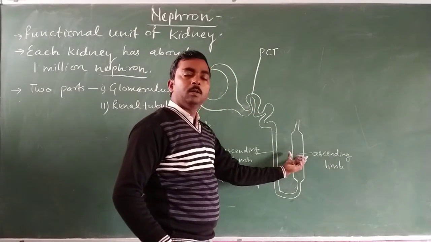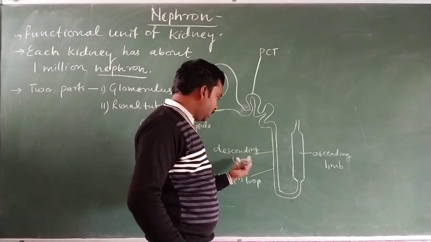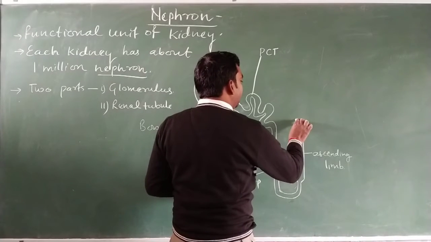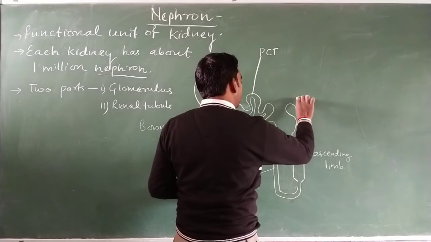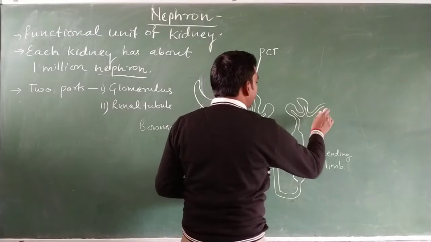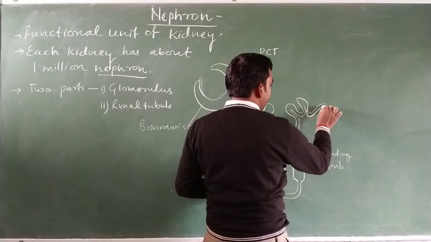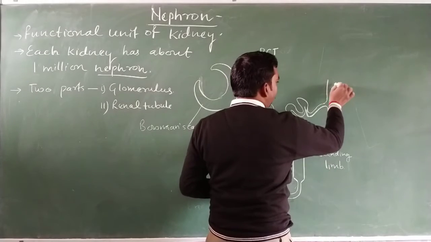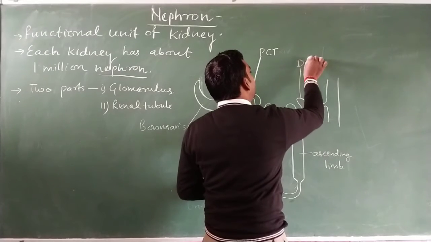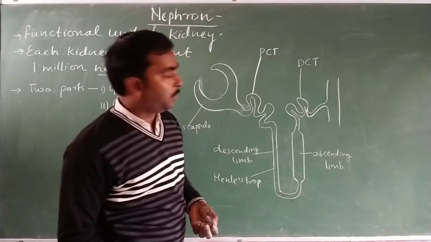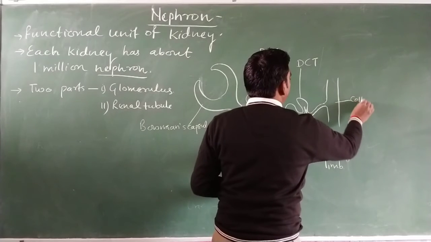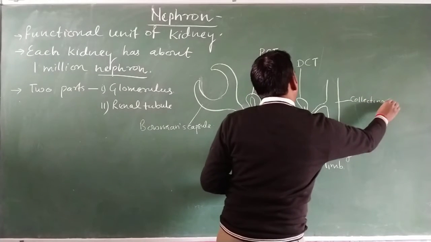So the ascending limb is wider, while the descending limb is narrower, and this ascending limb again becomes converted into a coiled tubular structure, known as DCT or distal convoluted tubule. And the DCT opens into a duct which is known as the collecting duct.